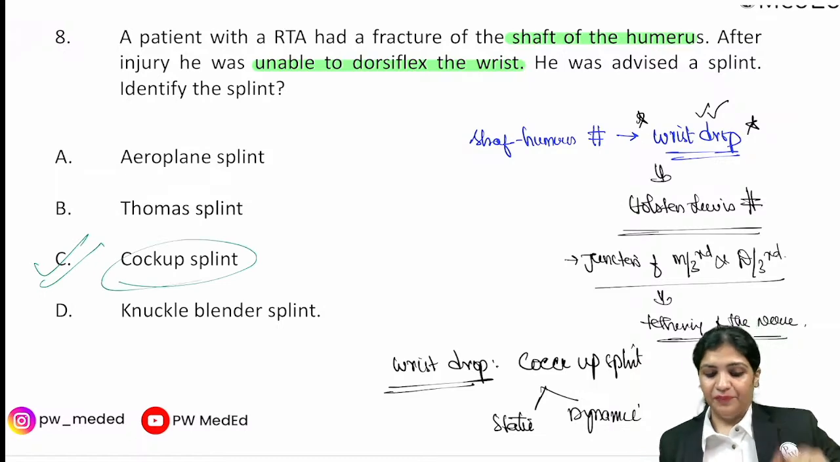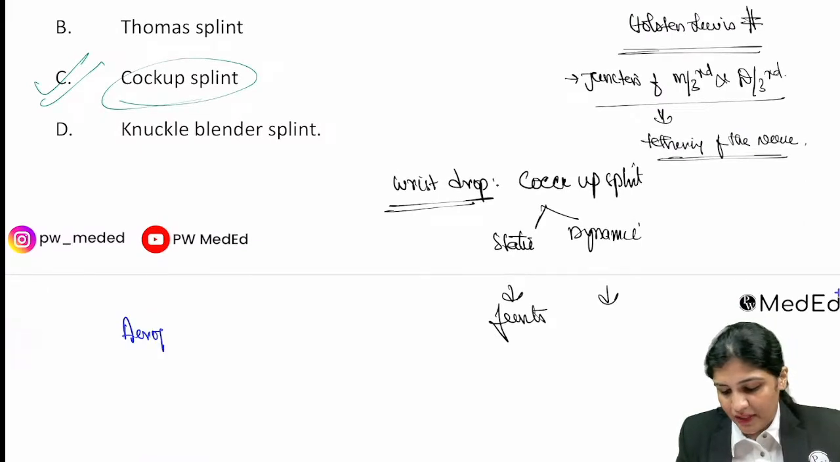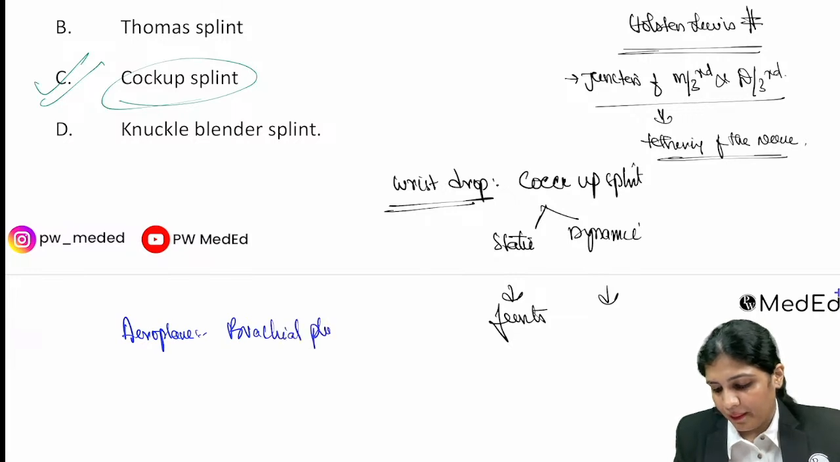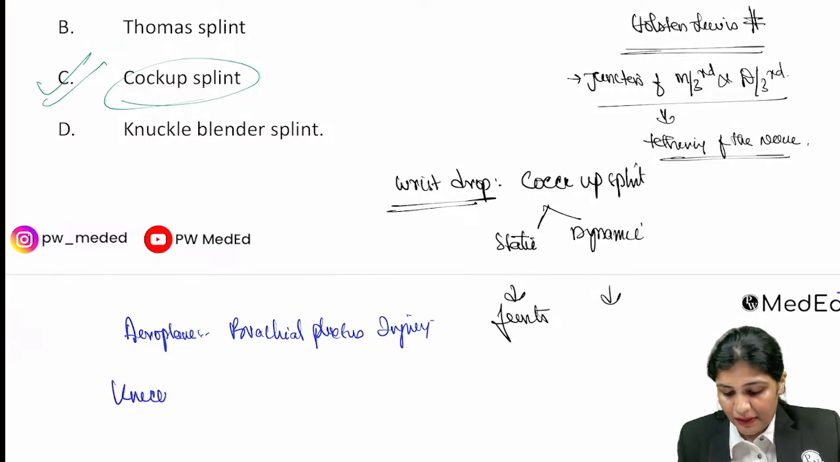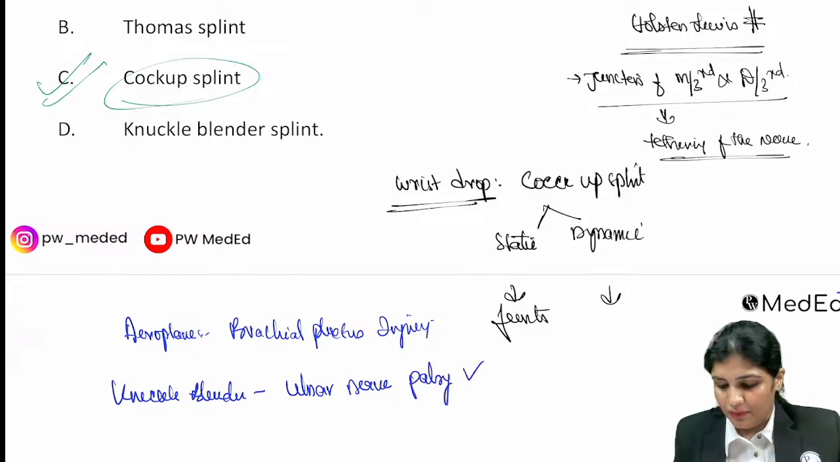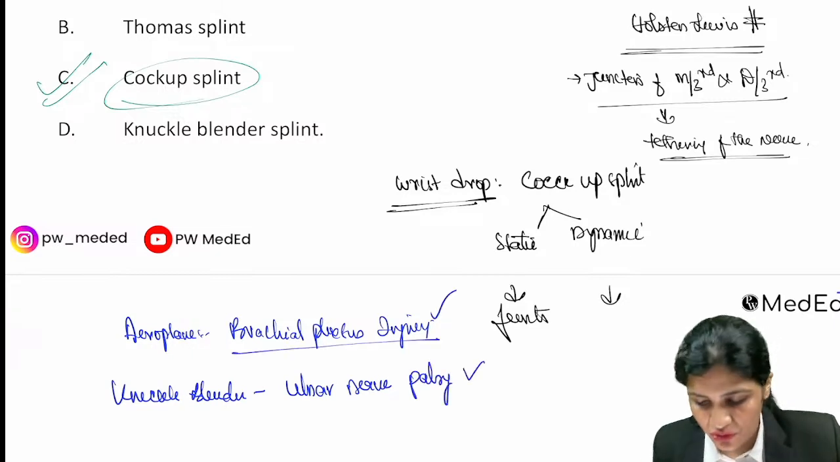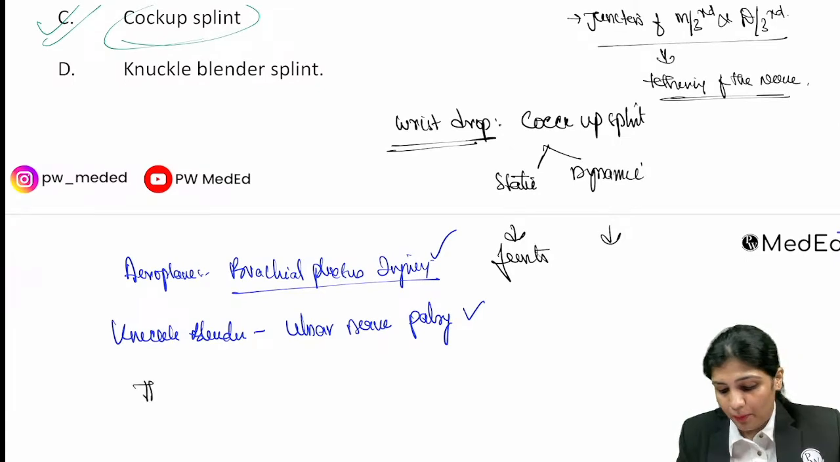Right, now let us see the other splints also. The aeroplane splint is used for brachial plexus injury, where you put the shoulder in abduction and elbow in flexion. So this is your aeroplane splint. And then the knuckle bender splint is used for ulnar nerve palsy. So ulnar nerve palsy is a knuckle bender splint, aeroplane splint for brachial plexus injury, and cock-up splint for radial nerve injury. And you have one more in the options, that is the Thomas splint.